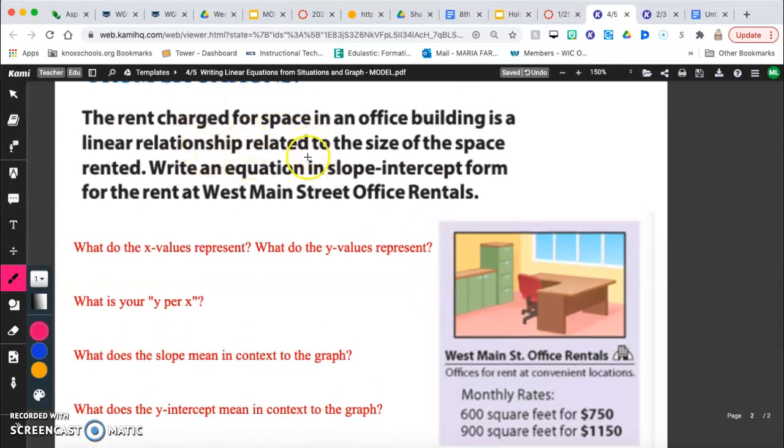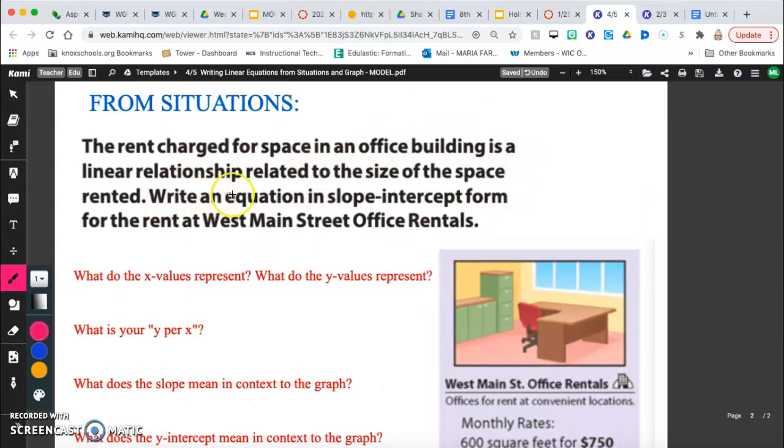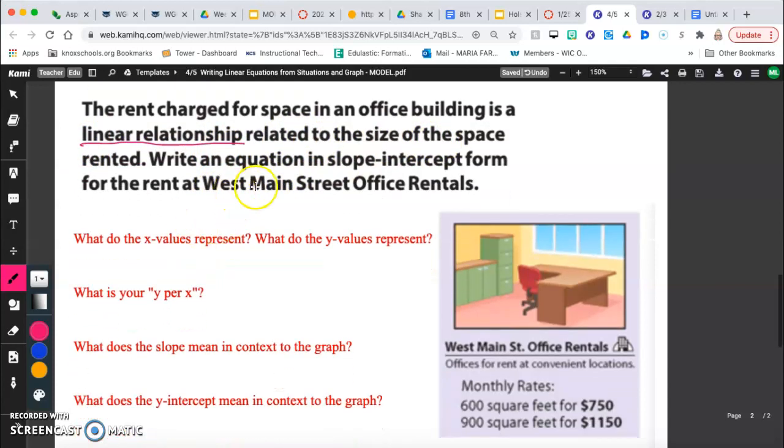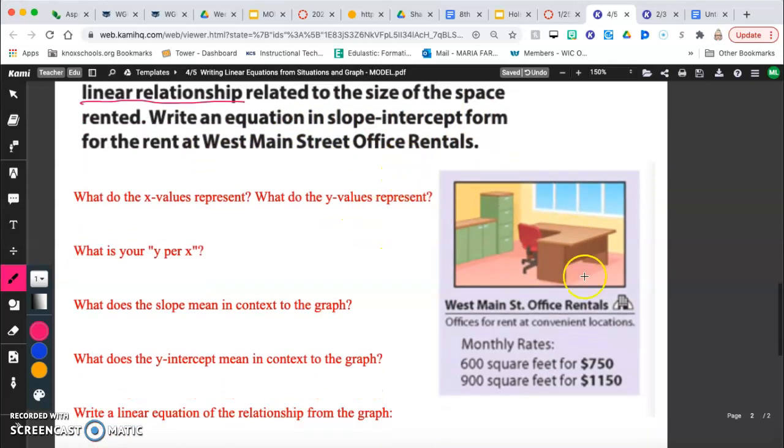The rent charge for space in an office building is a linear relationship, which means we're going to have a line on the graph, which means we are going to have y equals mx plus b, and it's related to the size of the space rented. We're going to write an equation in slope and intercept form for the rent at West Main Street office rentals. This is the only information we have.